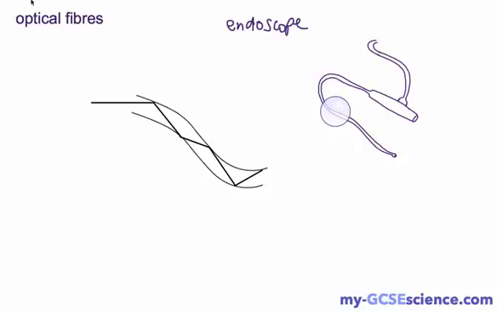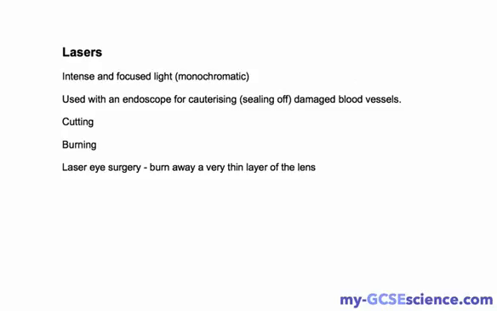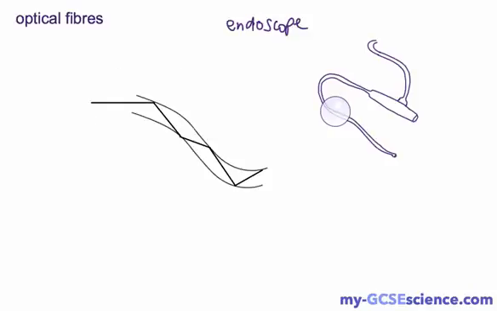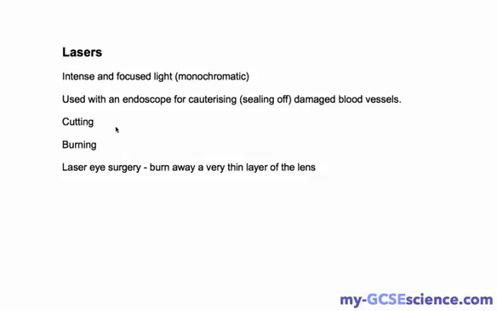The last thing I want to look at quickly is this idea of lasers, which has just been tagged onto this topic for some reason. Basically, lasers are intense and focused light, monochromatic light, which means light of just one wavelength or one color, but very intense and very focused. It can be used with our endoscope as we've described here. So we can have not only light going through, but laser light as well, and it can be used for what we call cauterizing, which is sealing off damaged blood vessels.